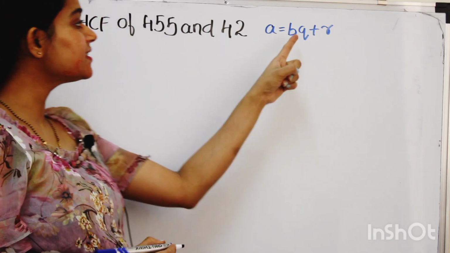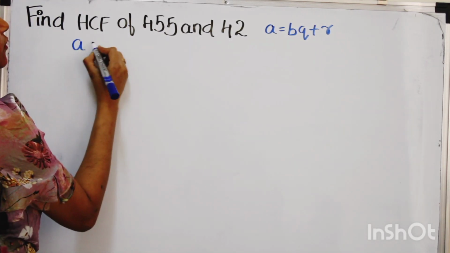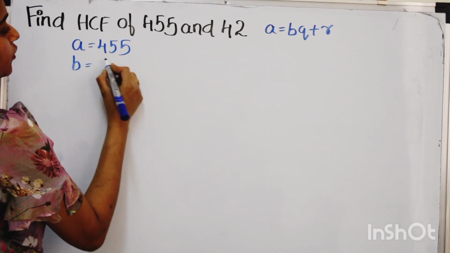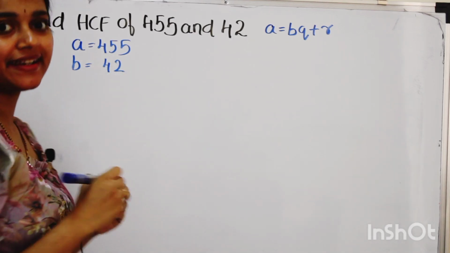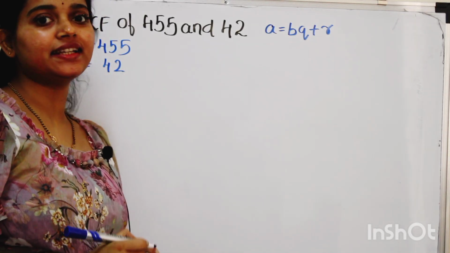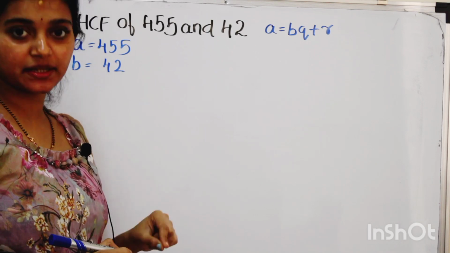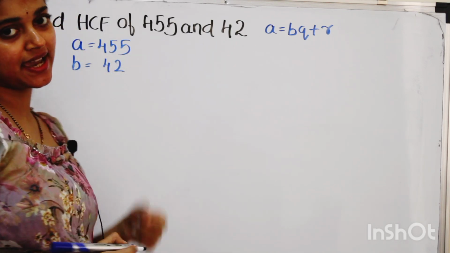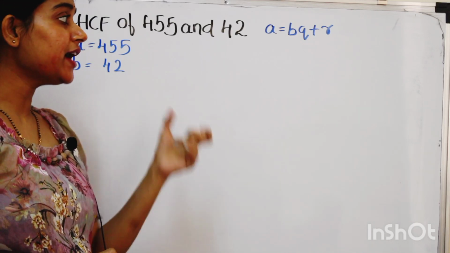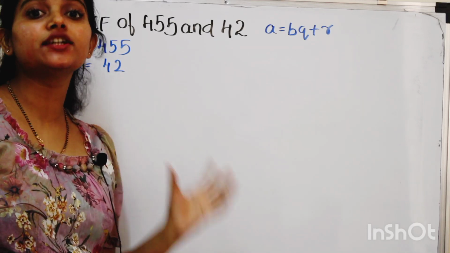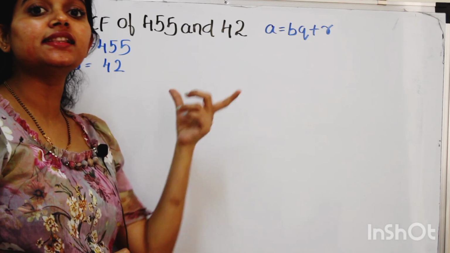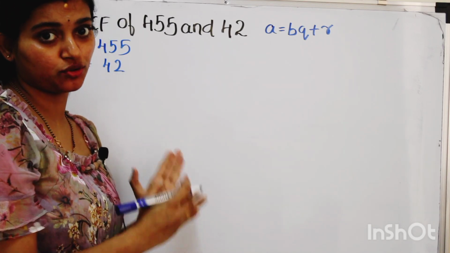So here let's take a equal to 455 and b equal to 42. Why? To find the HCF. What is q? q is the quotient, and r is the remainder. To find the quotient and remainder, you have to divide a by b. To find the HCF, we have to divide till we get remainder equal to 0. Till then the division process should be continued.